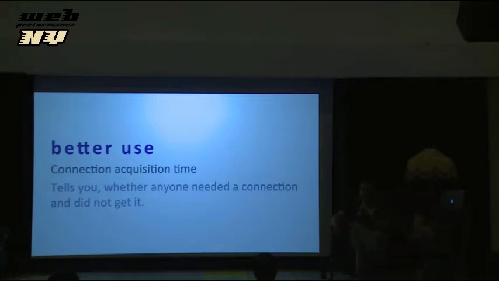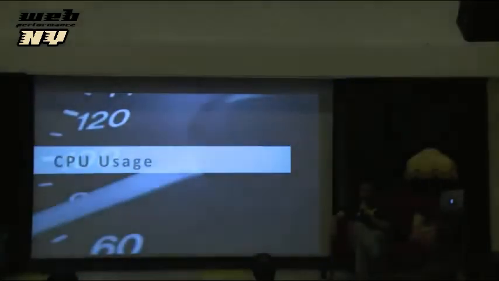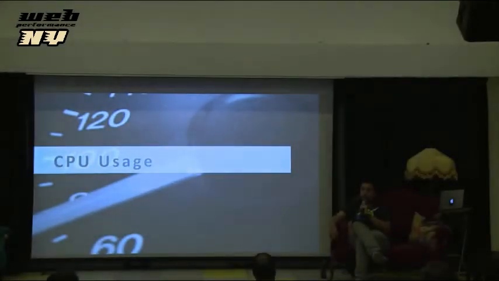So connection acquisition time tells us whether anyone needing a connection actually gets one. Another example is CPU usage. You still see people alerting on high CPU usage. And there are long threads on whether it should be 95% or 99%, and whether it depends on how many cores I have on the system. I think for really raising an incident, CPU usage is not really good.